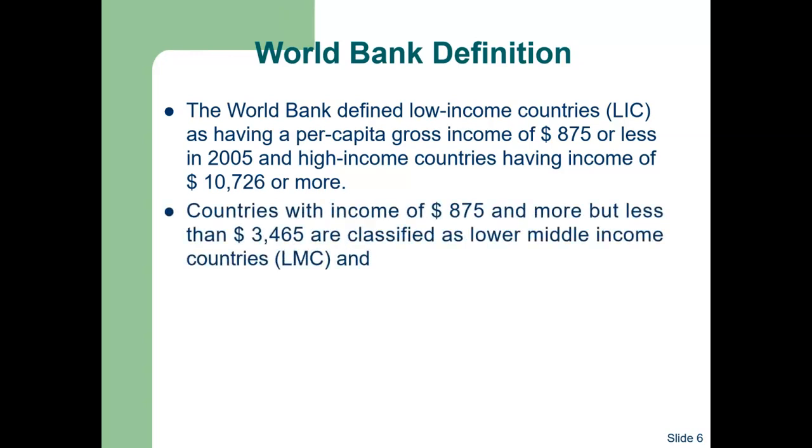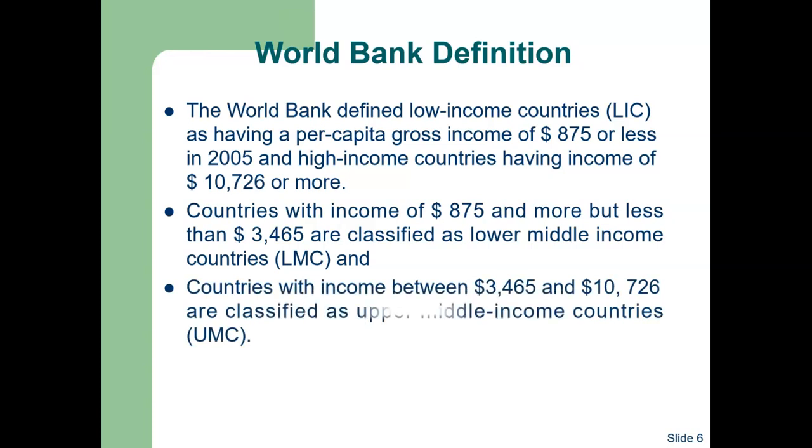Countries with income of 875 and more but less than 3,465 are classified as lower middle income countries, and countries with income between 3,465 and 10,726 are classified as upper middle income countries. This is the classification of World Bank based on per capita income.